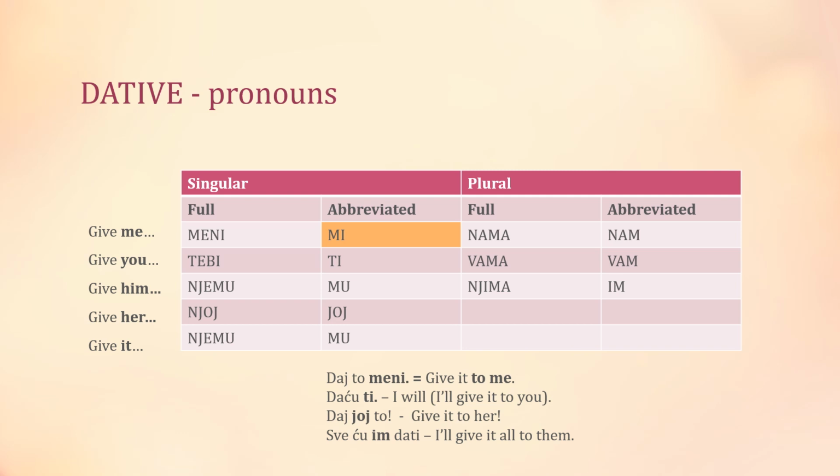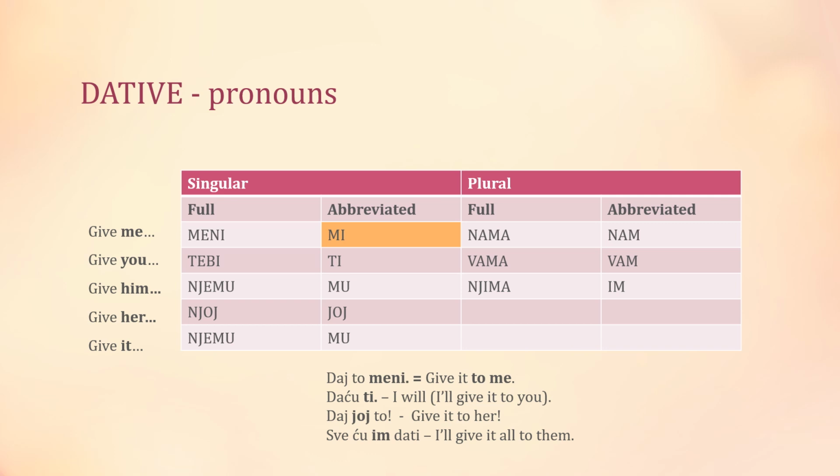But as usual, you use the full form only if you wish to stress the pronoun. Like, give it to me, daj to meni. Give it to me, not someone else. Similarly, the full form of to you is tebi, and the short one is ti, daću ti. I will give it to you.